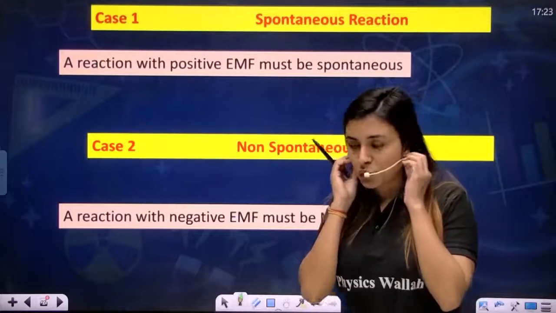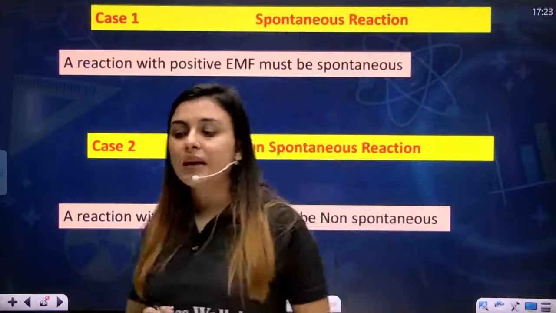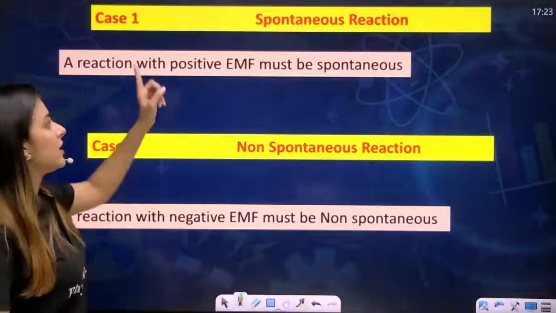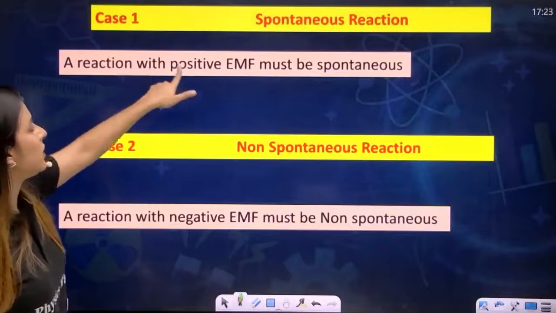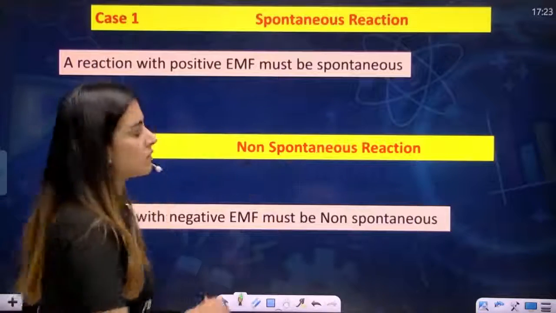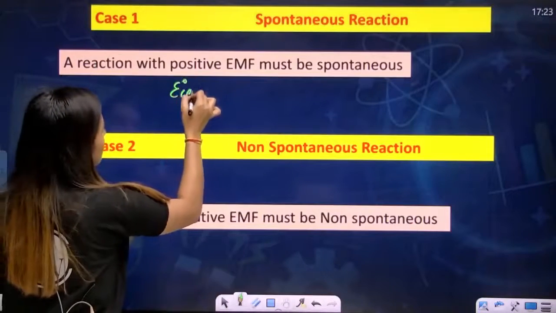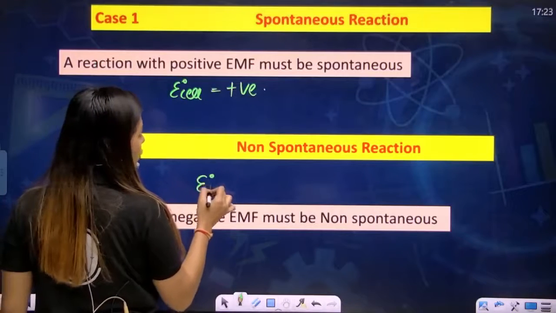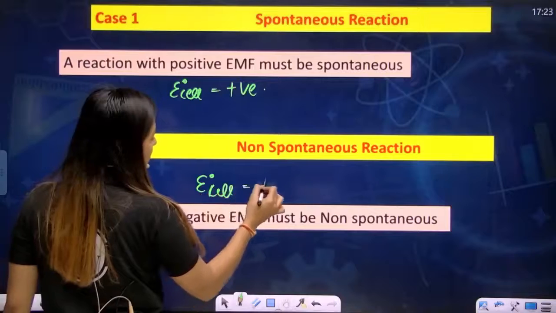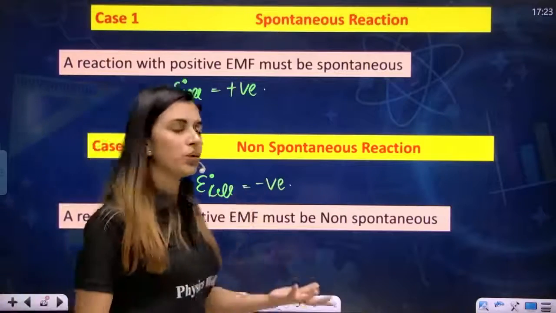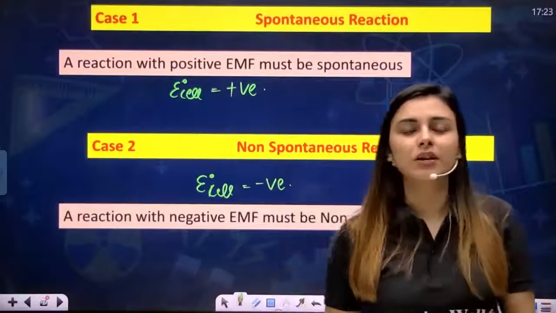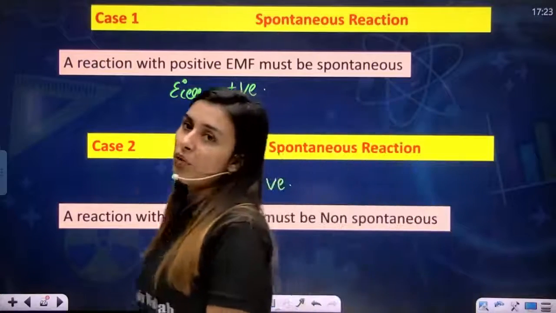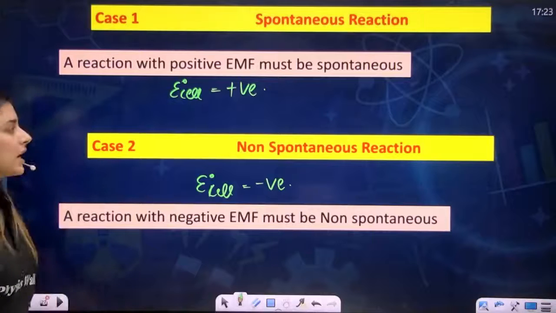Okay. If you are calculating with the EMF of the cell, then if you have a positive EMF of the cell, then the reaction will be spontaneous. A reaction with the positive EMF of the cell will be spontaneous. That is, E naught of cell should be positive. And for non-spontaneous, E naught of cell should be negative. So you can calculate by Gibbs free energy, and if you're not given Gibbs free energy, you can also find out by finding the value for EMF of the cell, right? Yes, I hope you're clear with this.